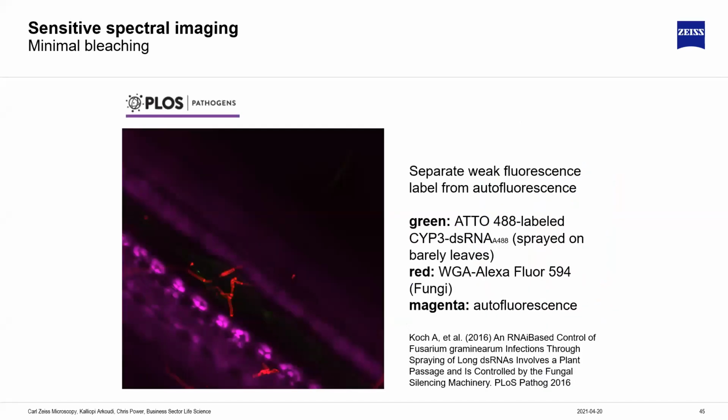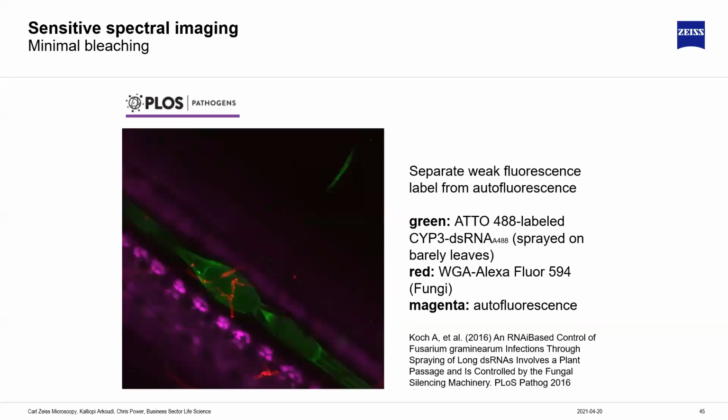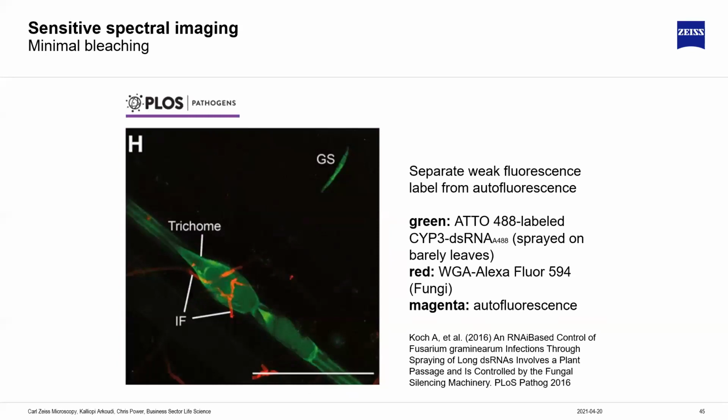So another example where we find the identification and removal of autofluorescence very useful is when we need to separate very weak fluorescence from autofluorescence. So one of the unfortunate side effects of autofluorescence is that we cannot really control how strong it is. So fairly often it might be even brighter than your actual fluorophores. So as you can see in this case, by removing the autofluorescence in magenta, you are able to actually see your sample. Once again, the sample was very sensitive. And if you try to do it sequentially, you would blitz your sample.